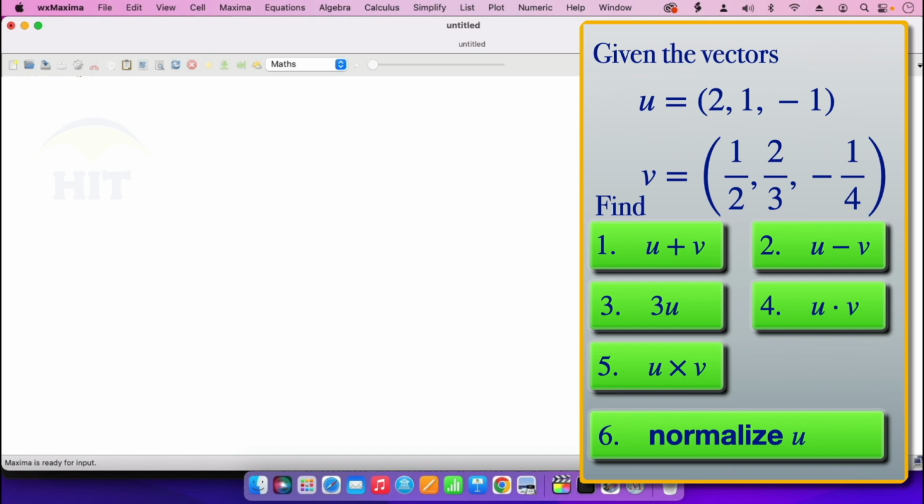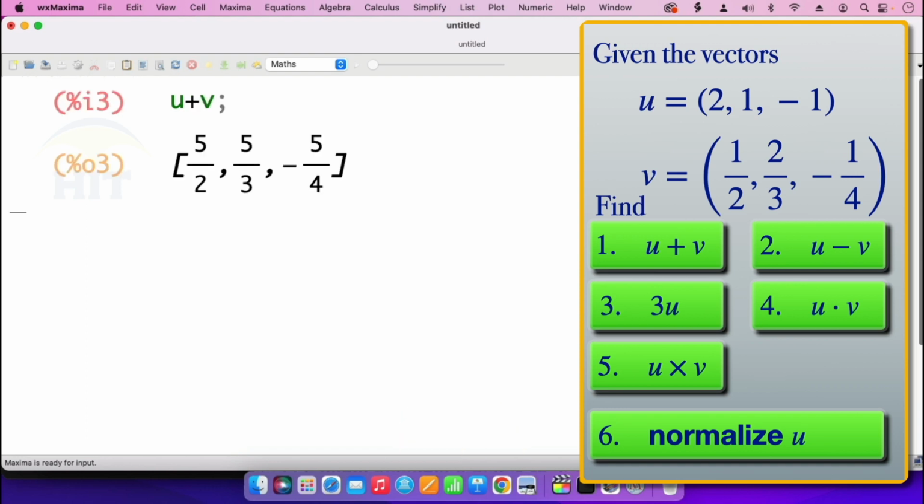I now go on to the first question, u plus v. Just type in u and then plus v, then Shift Enter. The sum of those two vectors is 5 over 2, 5 over 3, -5 over 4. When you combine vectors, we just add the corresponding elements.